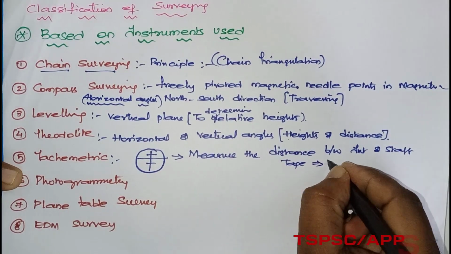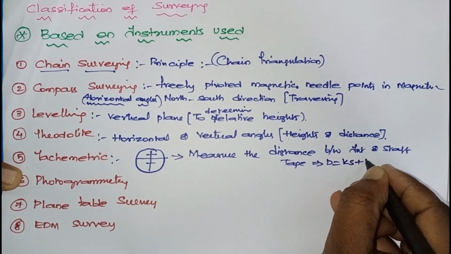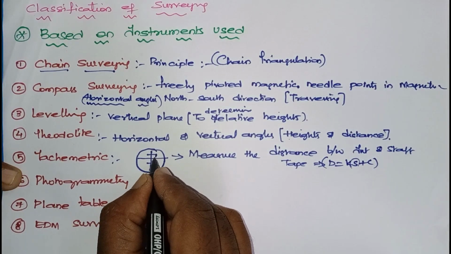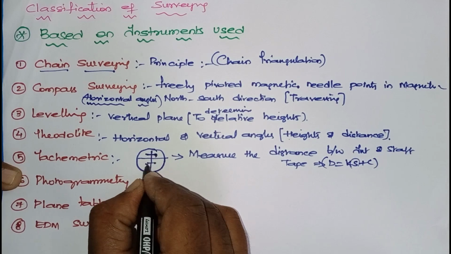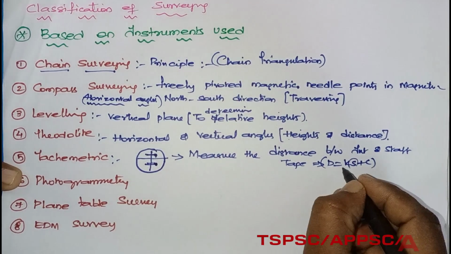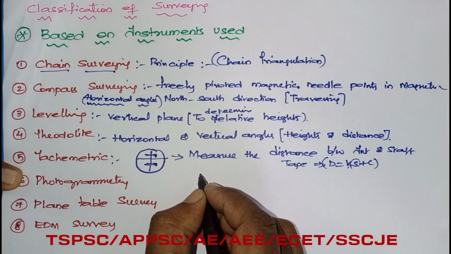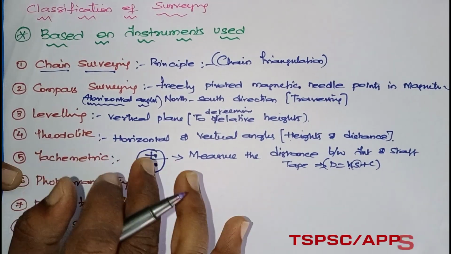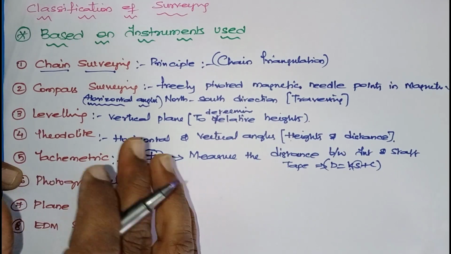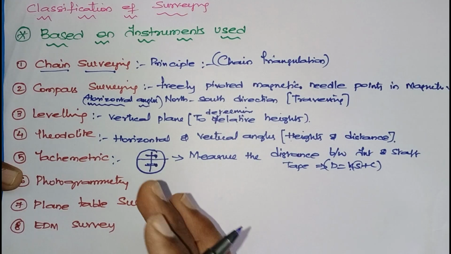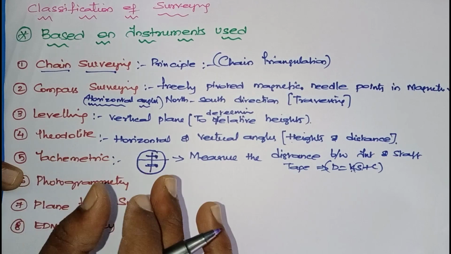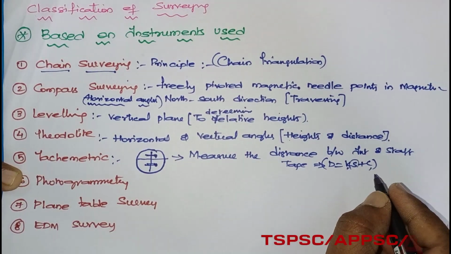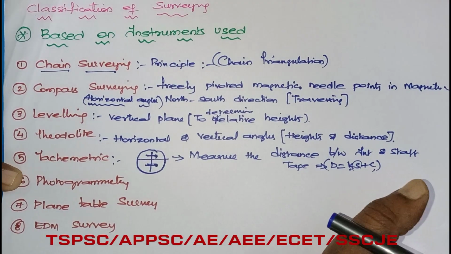There is one formula, that is D equals K S plus C. Now what is this? S means the stadia intercept, the difference between the upper stadia and the lower stadia, and K and C are the multiplying and additive constants, which are constants of that particular instrument. Not every instrument will have the same. There is one general surveying we can perform to find out the multiplying and additive constants of the particular instrument given to you.